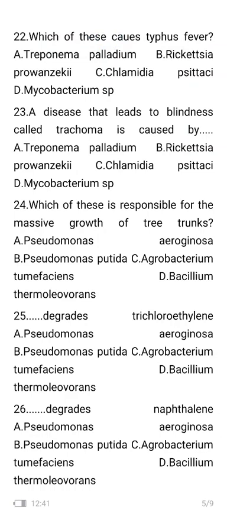Number 25. Dash degrades trichloroethylene. Option A says Pseudomonas aeruginosa, B. Pseudomonas putida, C. Agrobacterium tumefaciens, D. Bacillus temulentivorans. The answer is Pseudomonas putida. Yeah, B. Pseudomonas putida degrades trichloroethylene, or trichloroethene, as the case may be.